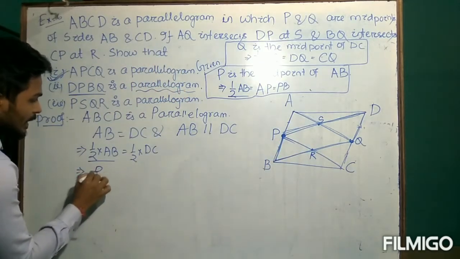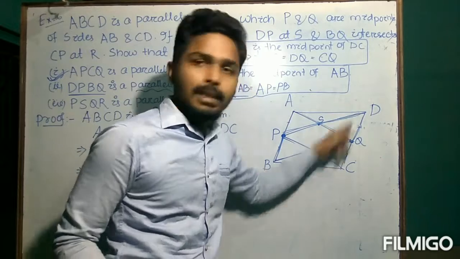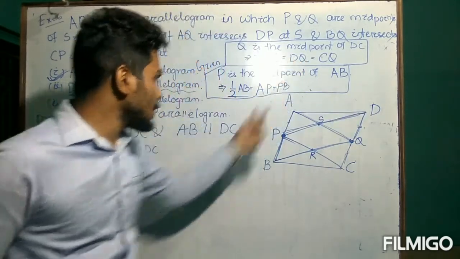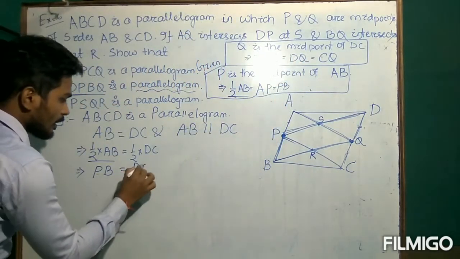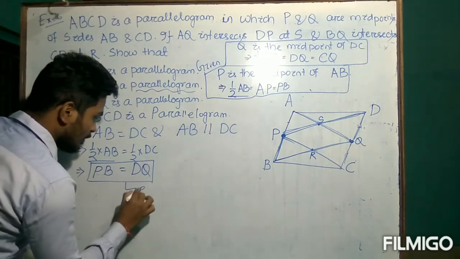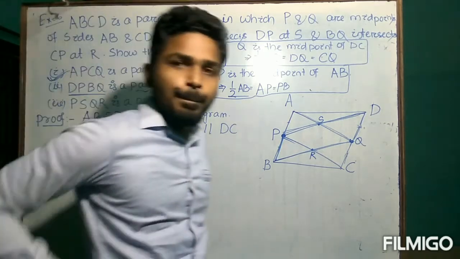So we can write PB. Similarly, half of DC, we can substitute DQ. So PB is equal to DQ. Are you clear? So this is equation number 1. Is it completely clear?